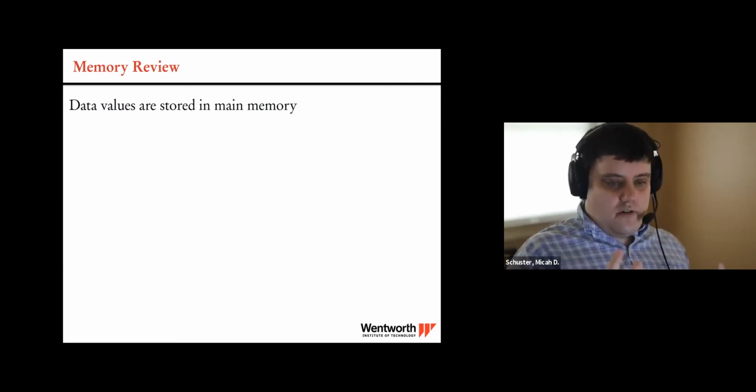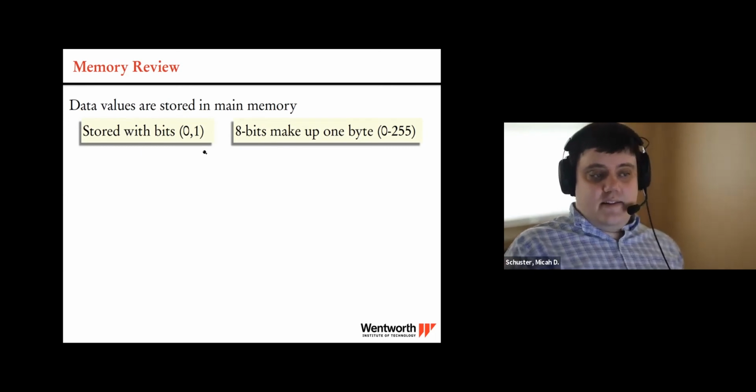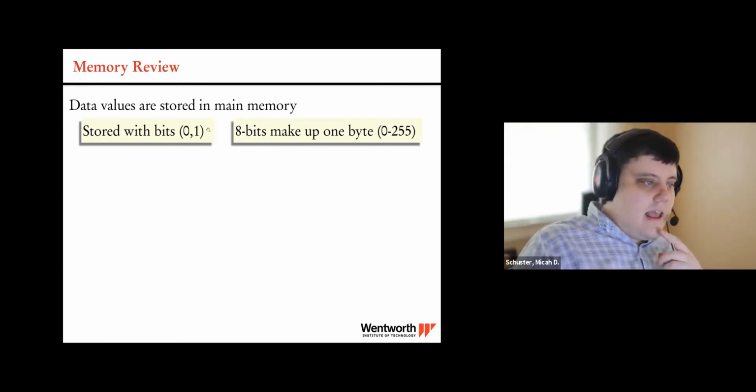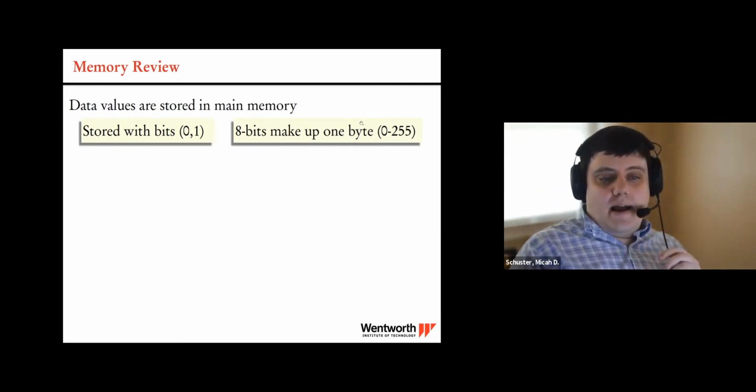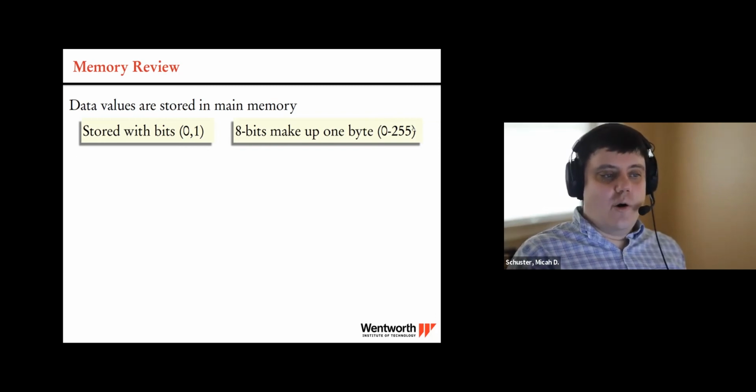Data values, your variables, are stored in main memory. So they use up some of your RAM. And they're stored with bits. They're stored with ones and zeros. 8 bits make up 1 byte. So 1 byte typically can contain integer values between 0 and 255.